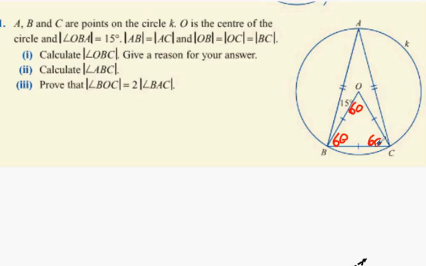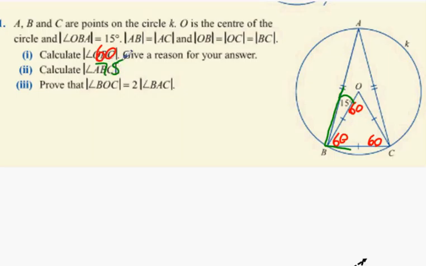Okay. Now, 60. Reason is it's an equilateral triangle. Calculate the angle ABC. ABC, anybody? A to B to C. Where is it? C, oh sorry, 75. See, it's 15 in here, which will make that 75.